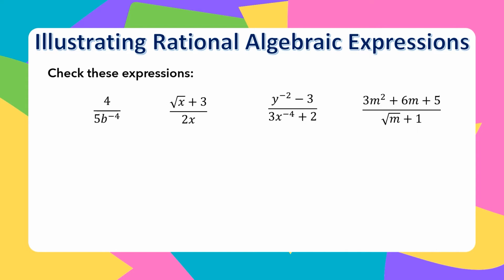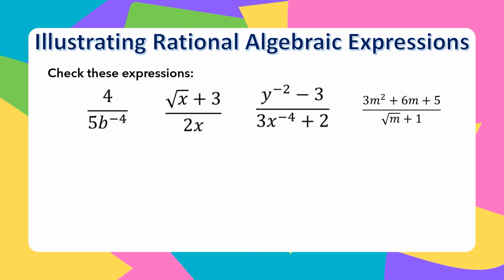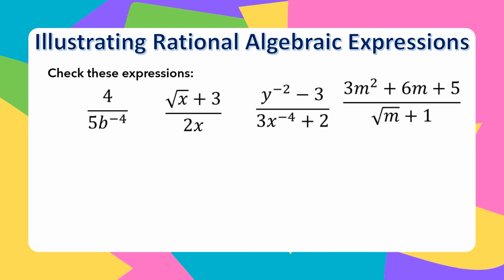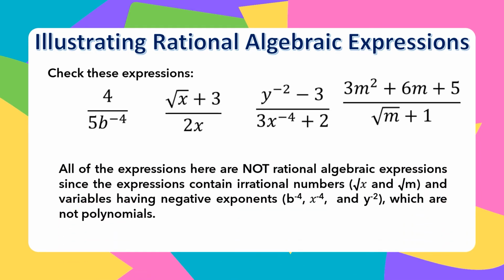How about these expressions? First is 4 over 5b^(-4). Second, we have the square root of (x + 3) over 2x. Third, we have (y^(-2) - 3) over (3x^(-4) + 2). And (3m² + 6m + 5) over the square root of (m + 1). All of these expressions are not rational algebraic expressions since the expressions contain irrational numbers, which are the square root of x and the square root of m, and variables having negative exponents like b^(-4), x^(-4), and y^(-2), which are not polynomials.